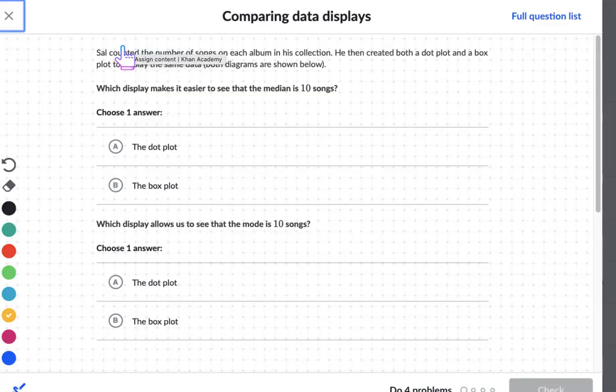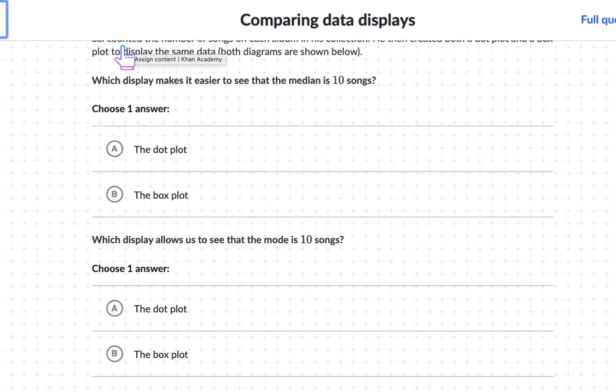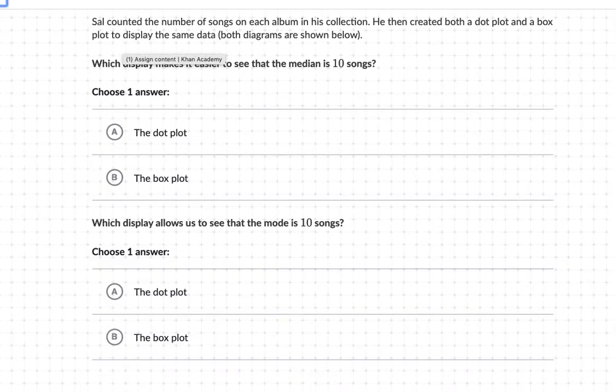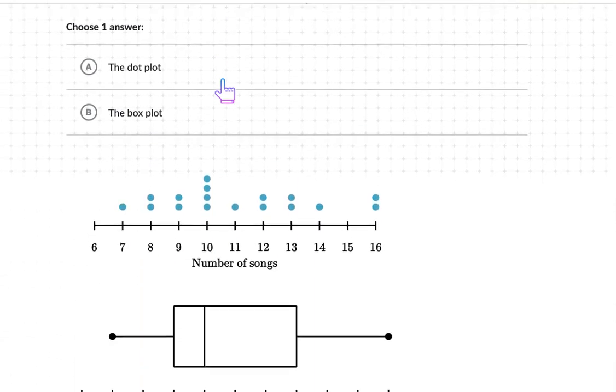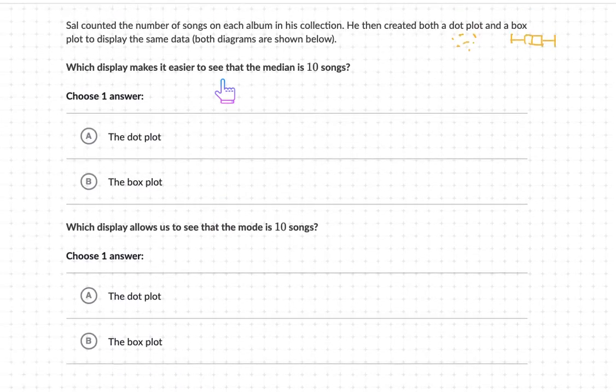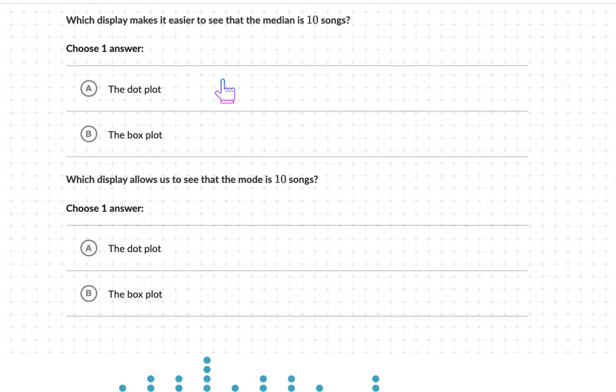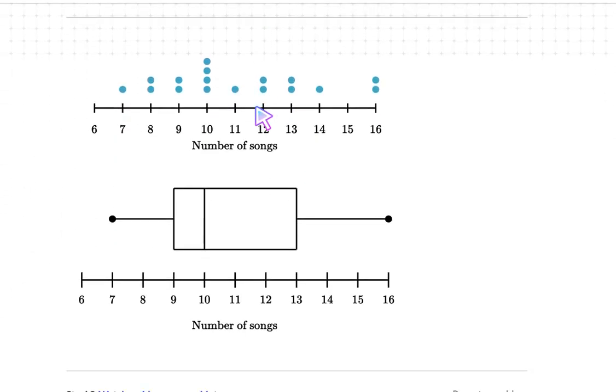All right, first example. It says, Sal counted the number of songs on each album in his collection. He then created both a dot plot and a box plot. So remember the dot plot and the box plot to display the same data. Both diagrams are shown below. First question, which display makes it easier to see that the median song is 10 songs? Which one's better to figure out the median?